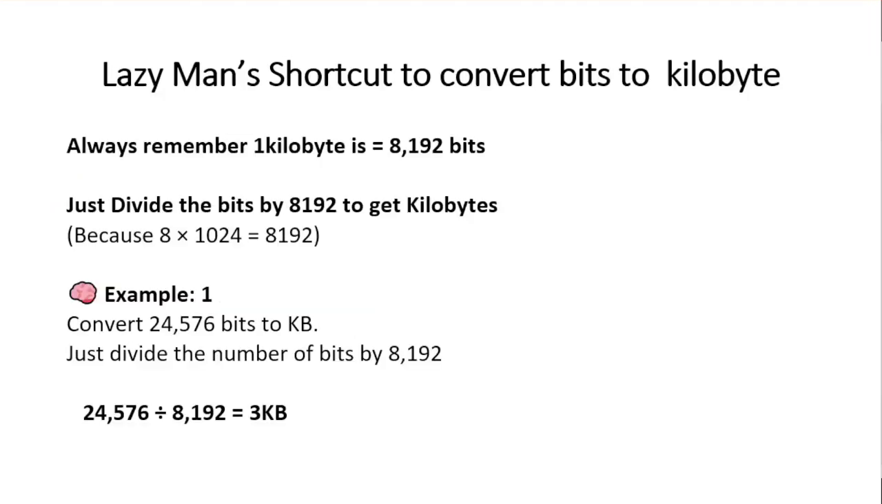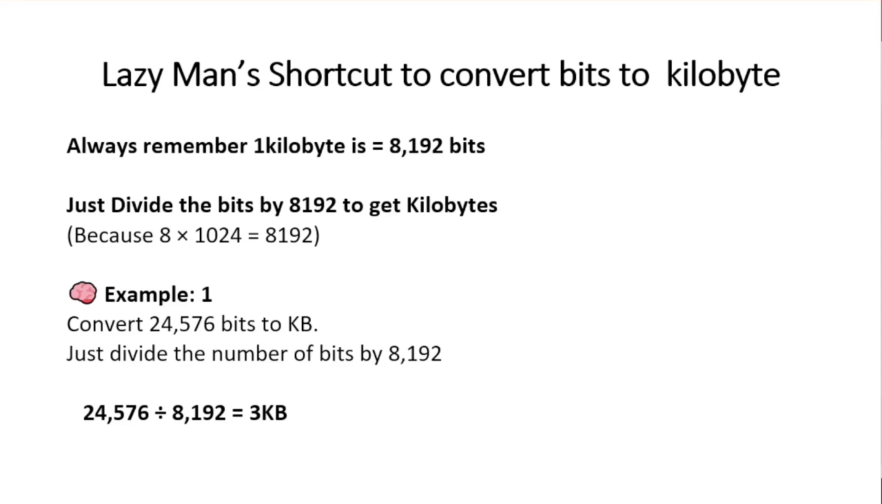Lazy man shortcut to convert bits to kilobyte. This is one of the simplest ways to convert a bit to kilobyte. Another method, and I call this one the lazy man shortcut. What you just need to remember is 1 kilobyte is always 8192 bits. So you are going to divide whatever number of bits you want to convert to kilobyte by this particular number, 8192 bits.